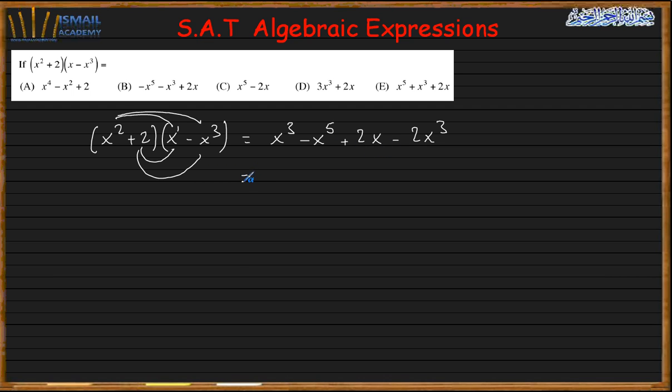Then what I do next, I combine like terms. The only like terms I have are those two. x cubed minus 2x cubed is minus x cubed, minus x to the 5 plus 2x. Then my choice will be this one, because here I just need to order my expression, and I will have the same answer.